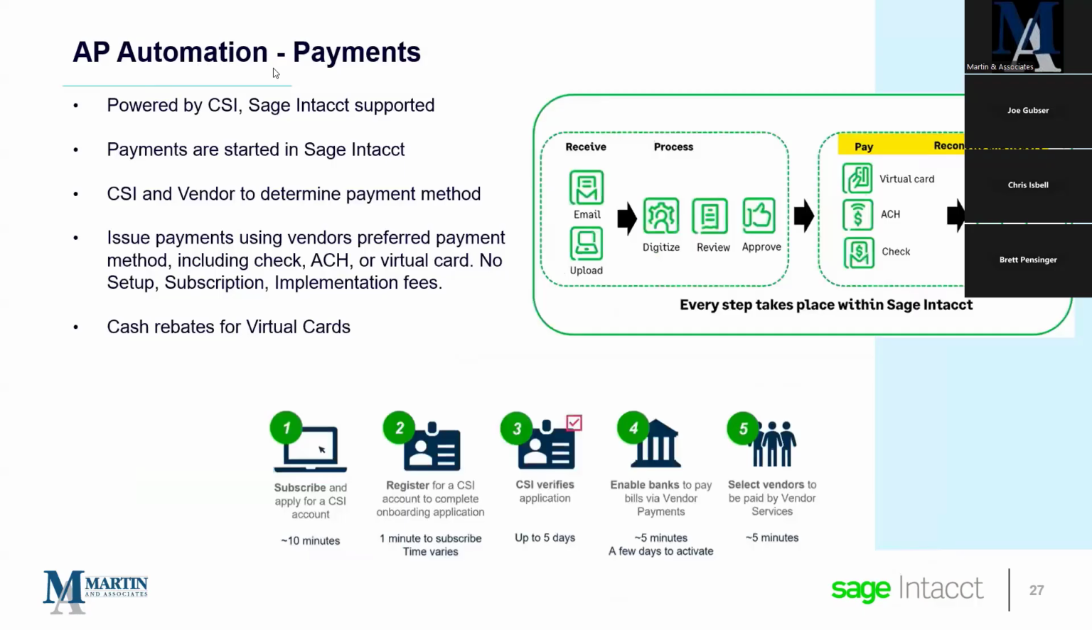There is also AP automation available for payments. It's powered by CSI and it's Sage Intacct supported. Payments are initiated from within Sage Intacct. CSI and the vendor determine the payment method that vendor wants to use. And then CSI will issue the payments out using the vendor preferred method of either a check, ACH, virtual card, and so on and so forth.